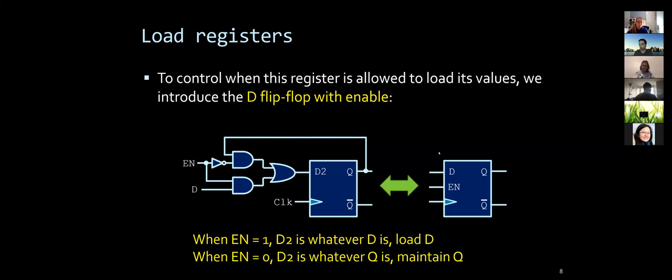So Sam asks, when enable is off, the clock doesn't make it forget, right? Exactly. We don't want to just read and write. We want to maintain the old value, because that's how you want your registers to work, when you want them to be available super fast. You want to place a new value in it, and then you want to remember that value. That's what this D flip-flop with enable does. Okay.